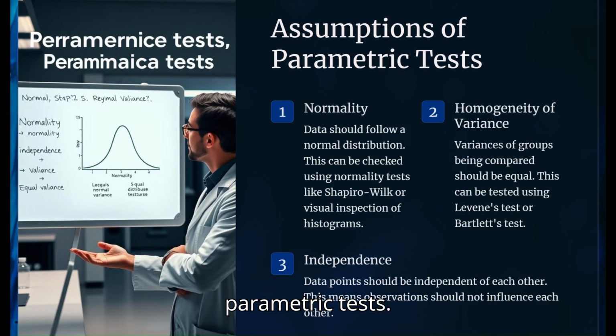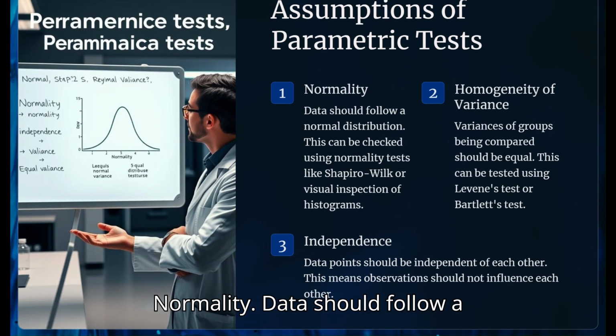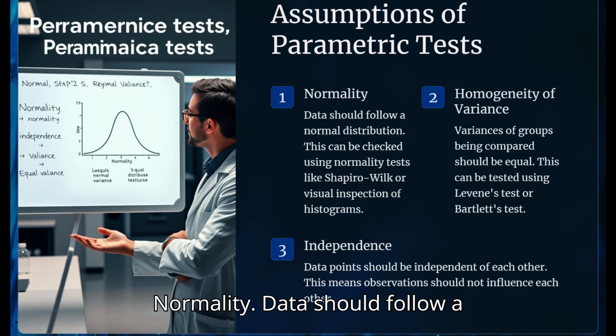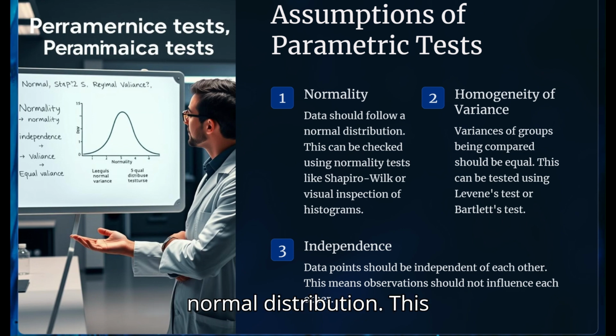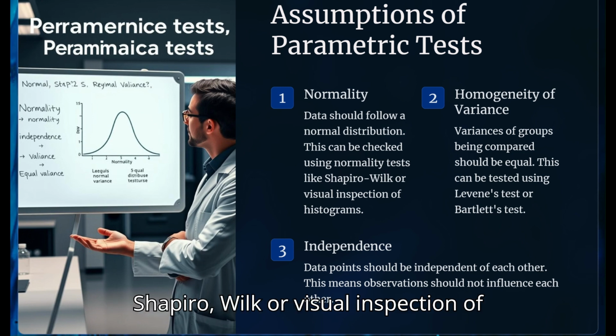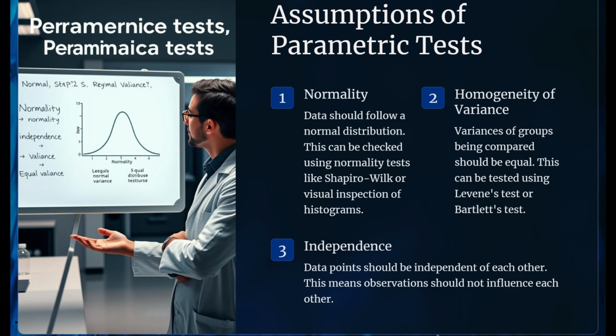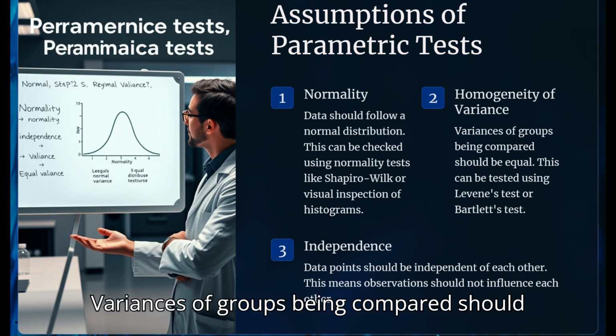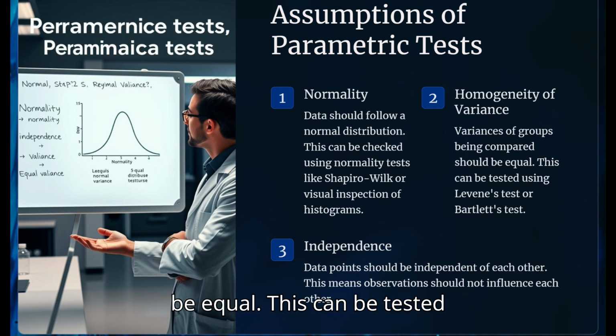Assumptions of parametric tests. Normality. Data should follow a normal distribution. This can be checked using normality tests like Shapiro-Wilk or visual inspection of histograms. Homogeneity of variance. Variances of groups being compared should be equal. This can be tested using Levene's test or Bartlett's test.